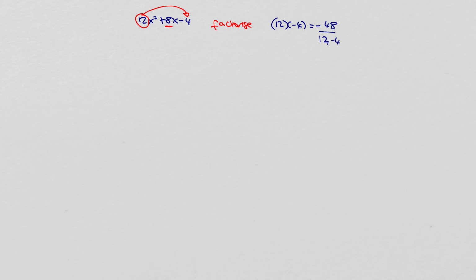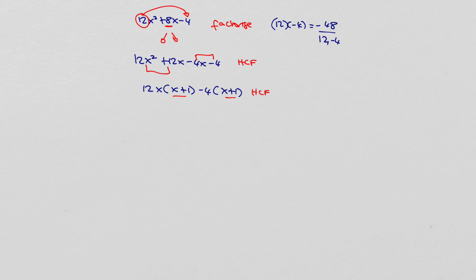So we see it's 12 and minus 4. 12 times minus 4 gives me minus 48, but 12 minus 4 gives me 8x. So I'm replacing this 8x with these two terms: 12x squared plus 12x minus 4x minus 4. We group the first two, group the second two, and take out the highest common factor. So that's 12x times x plus 1. And then minus 4 is common between minus 4x and minus 4, which leaves me with x plus 1. These two brackets should always be the same, so I can take out the highest common factor a second time. That leaves me with 12x minus 4 and x plus 1.